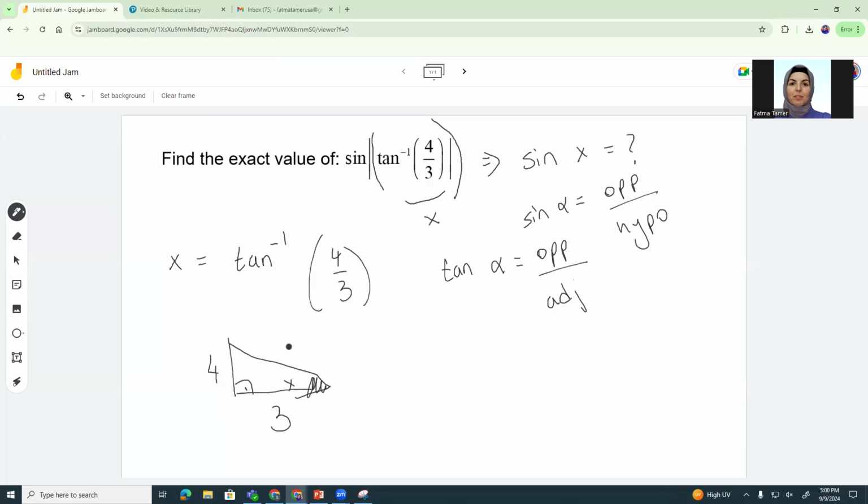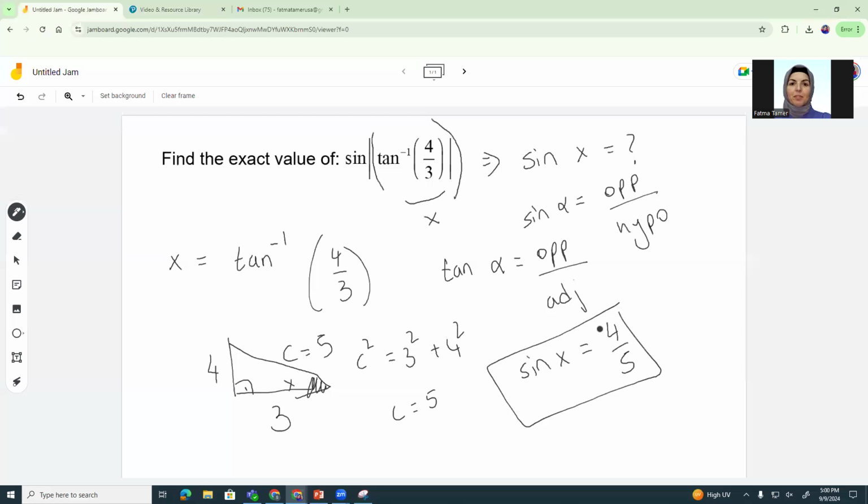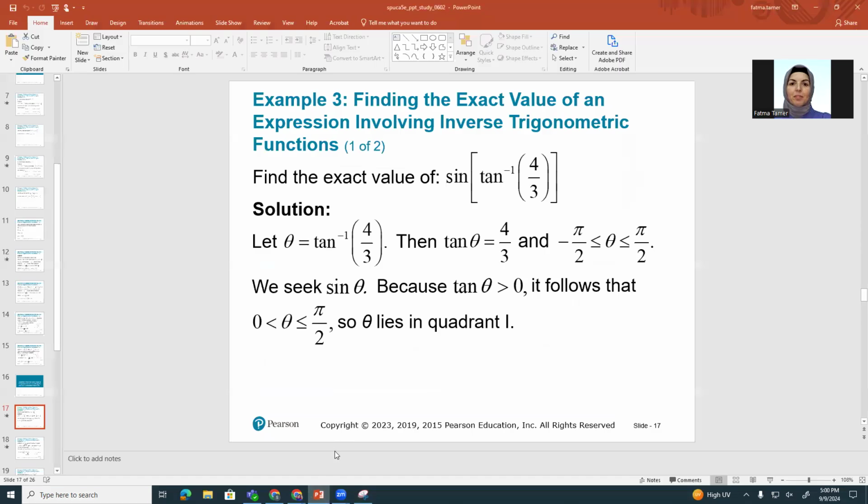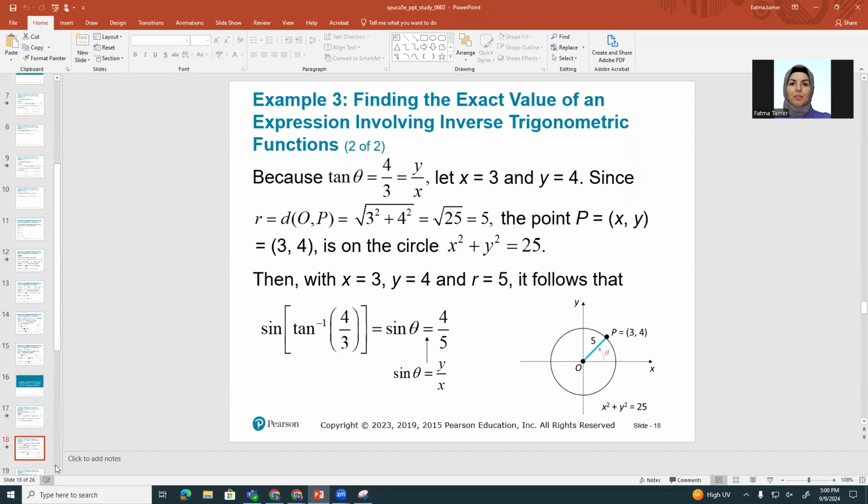So in order to find this missing side, c squared is equal to 3 squared plus 4 squared using the Pythagorean theorem. And you will definitely find that this missing side must be 5. So now when I am looking for sine of x, which is opposite over hypotenuse, and we know that the missing side is equal to 5, the answer they're looking for in this problem is 4/5. So on the slides, this question will take us to the answer.